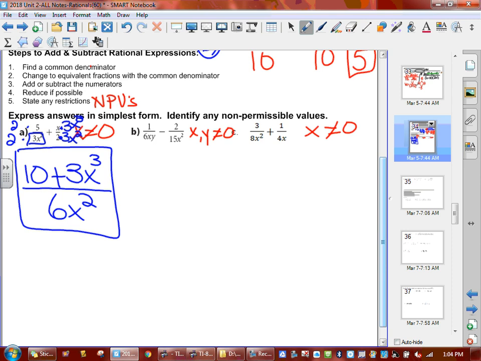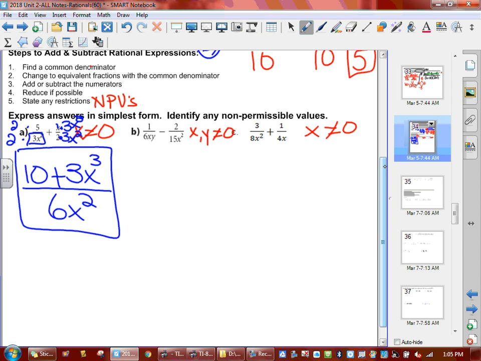Yes? Yes, because when we multiply, we add exponents. So we had x squared and then x to the 1. We had to add that x to the 1. Yes. Yeah, you have to simplify to one fraction.